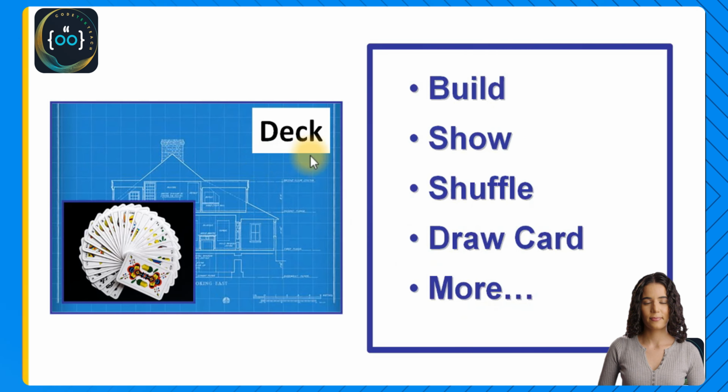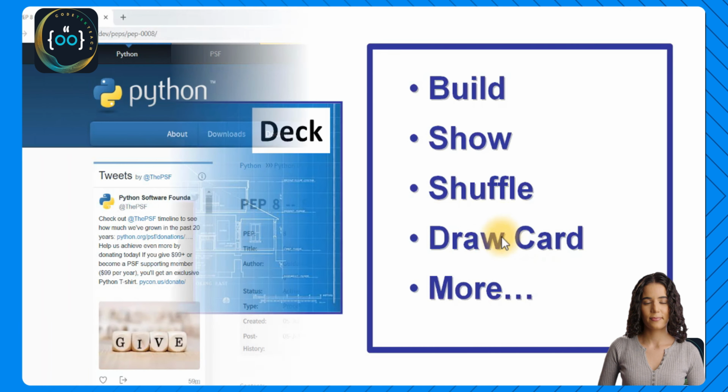A deck class, like in a deck of cards for blackjack or for war, will have methods like these ones: build the deck, show the deck, shuffle the deck, draw a card, and other operations that are important for that particular object. Let's see the naming conventions for these methods. How should we write their names? Let's see this in the Python style guide. Let's see what it recommends.